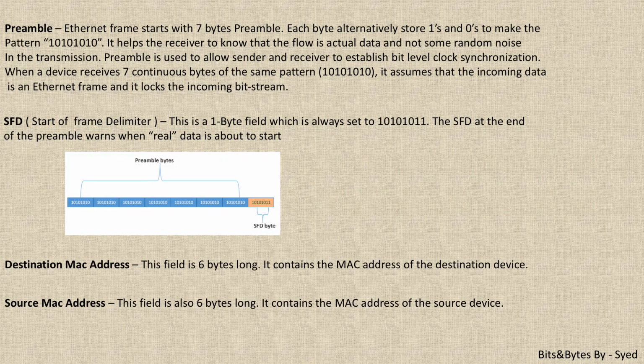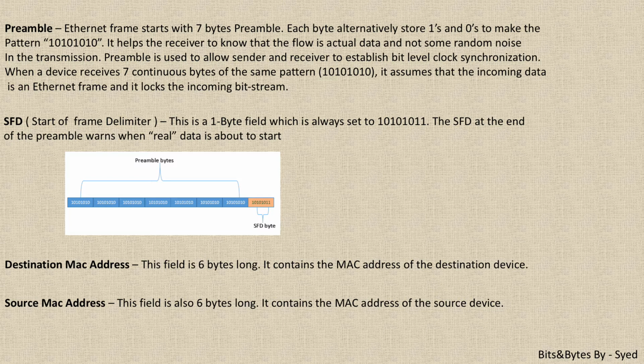The first field is the preamble. Ethernet frame starts with a 7-byte preamble. Each byte alternatively stores ones and zeros to make the pattern 10101010. It helps the receiver to know that the flow is actual data and not some random noise in the transmission. Preamble is used to allow sender and receiver to establish bit level clock synchronization.